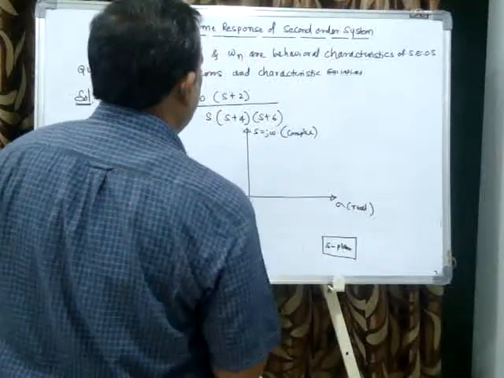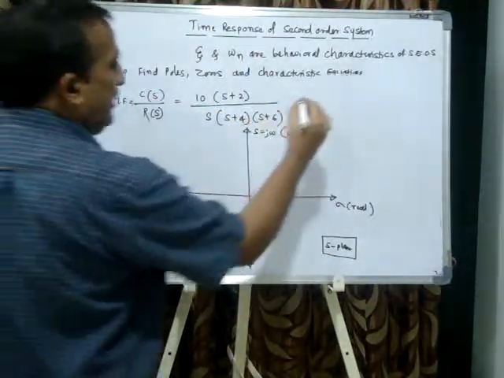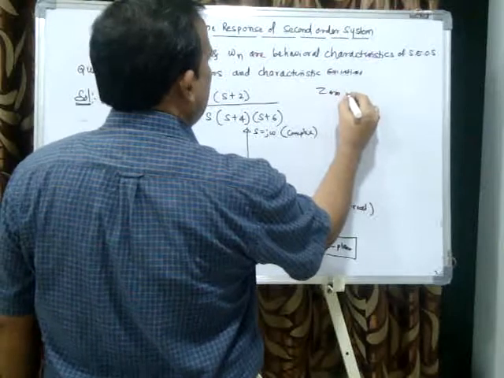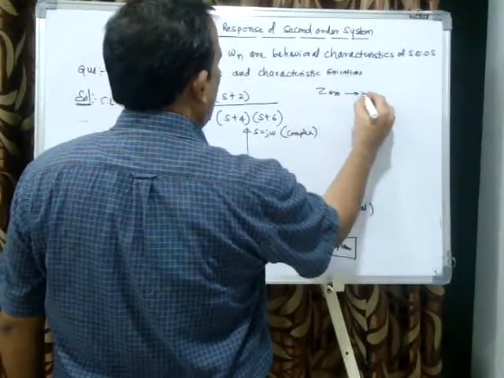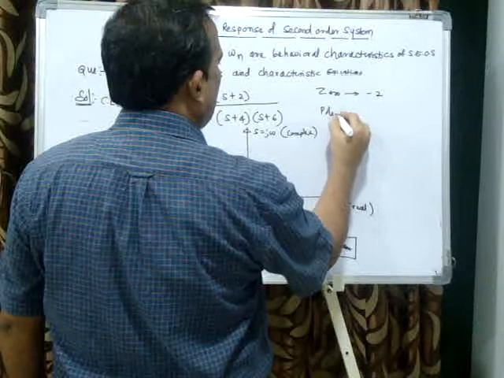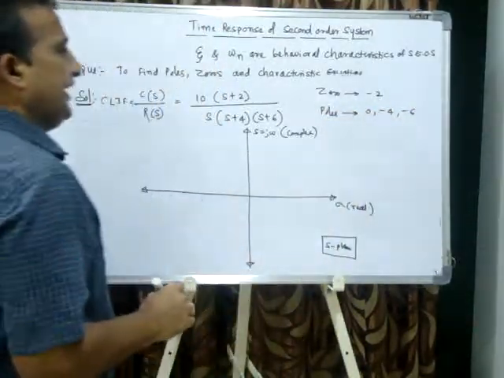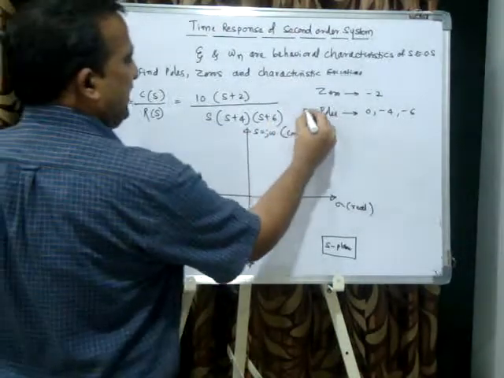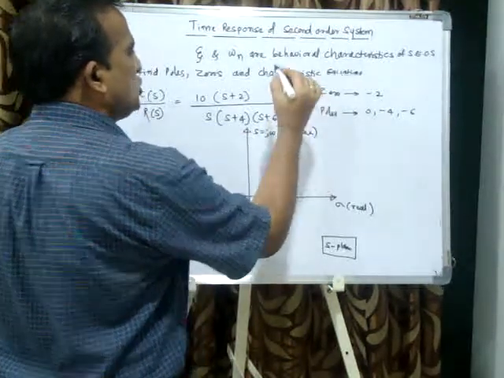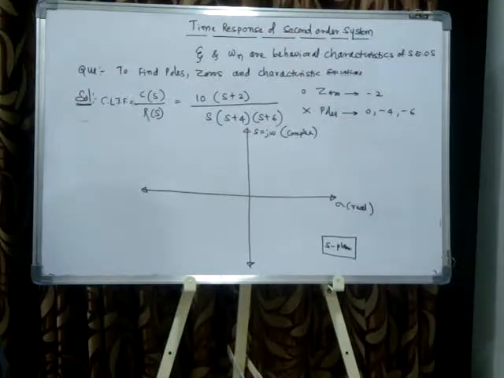Now I locate the poles. What are the poles now? I'll write here. Zeros: 0 is equal to what? -2, and poles are what? 0, -4 and -6. The cross sign is for poles, and for zeros, a small circle without fill.